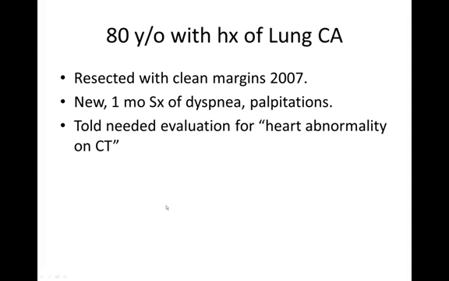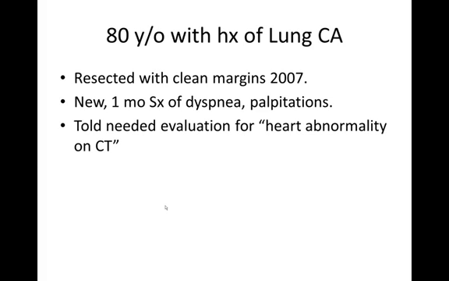But then she followed up down the street at the Kelsey-Seybold Clinic, where they saw her complaining of dyspnea and palpitations. They don't approve a CT scan here, so they did it over there. And they sent her directly to our cardiology clinic because of a heart abnormality on CT. So this lady is back at MD Anderson a few years down the road, and I'm the first person she sees here for this.